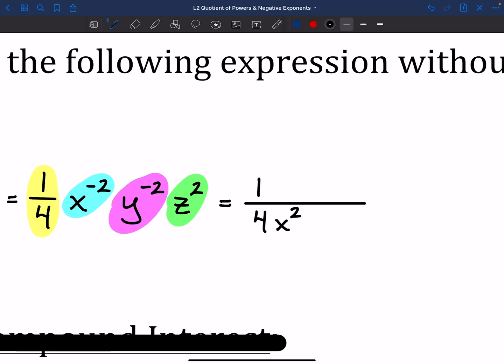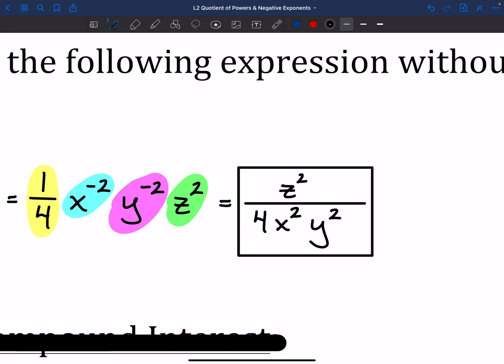Same thing for the y's. It was negative 2, so we're going to put it on the bottom, and now it's to the positive 2. Last but not least, we've got z squared. It's just a regular old z squared, so that goes up top. The only thing, if I wanted to clean up this problem and have a really nice looking final answer, is I would get rid of this 1 that's in the front. If you leave the 1 there, it's not going to hurt anything. If you want to get rid of it, might be a little better. But that's what we're trying to get to: z squared over 4x squared y squared.